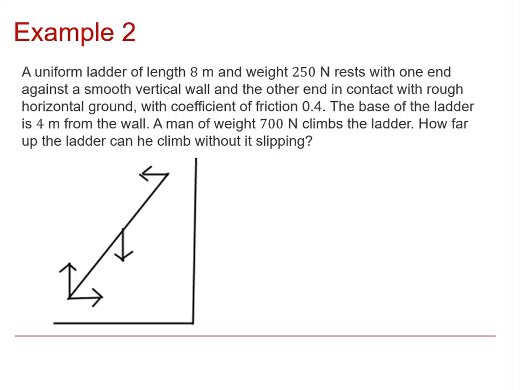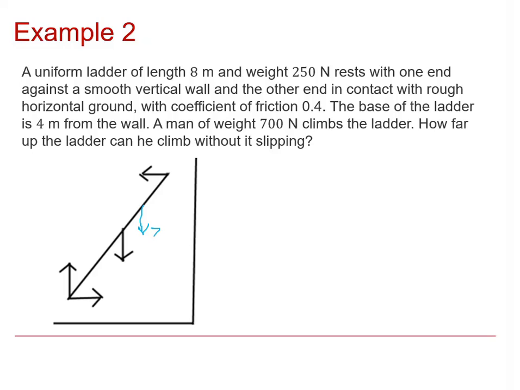The base of the ladder is 4 meters from the wall, and a man of weight 700 newtons climbs the ladder. How far up the ladder can he climb? Well, let's suppose that he's at his highest point when we reach limiting friction. So the difference between this diagram and the last one will be a force of weight from the man somewhere on the ladder. We don't yet know where.